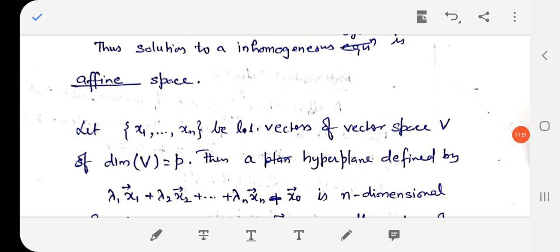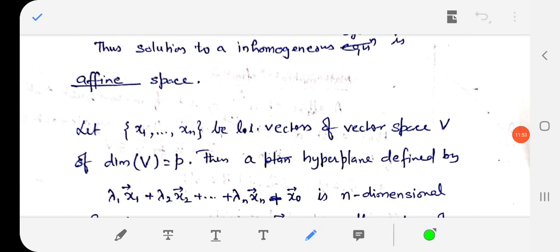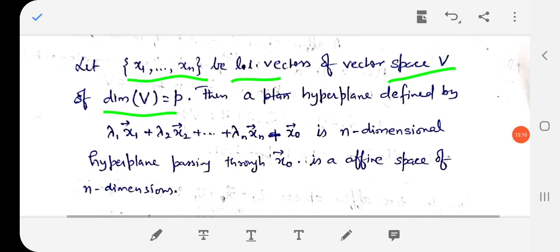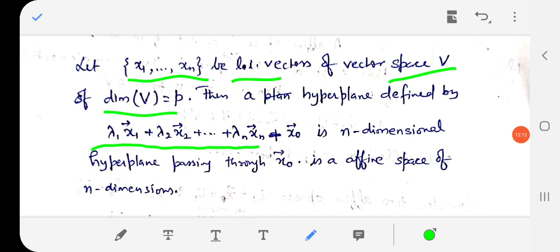Now let these be the linearly independent vectors of the vector space V, and let us suppose the dimension of vector space V is P. Then any hyperplane defined by this makes a subspace, and when we add some x0, the support point, then it becomes an n-dimensional affine space, right, with the support point being x0.